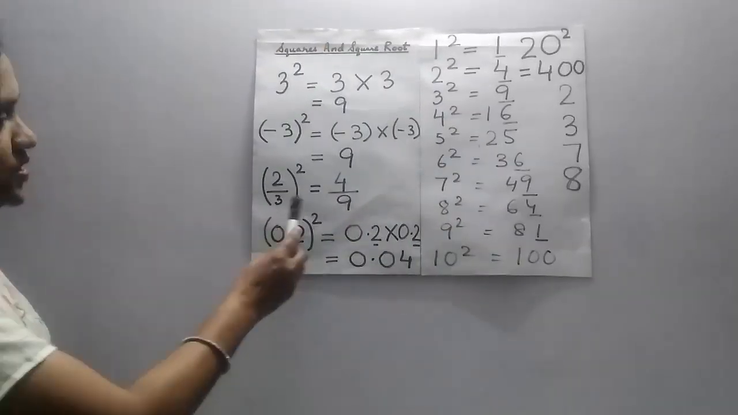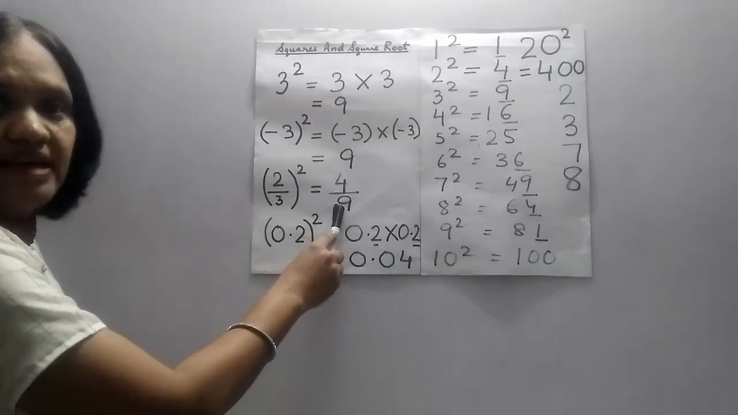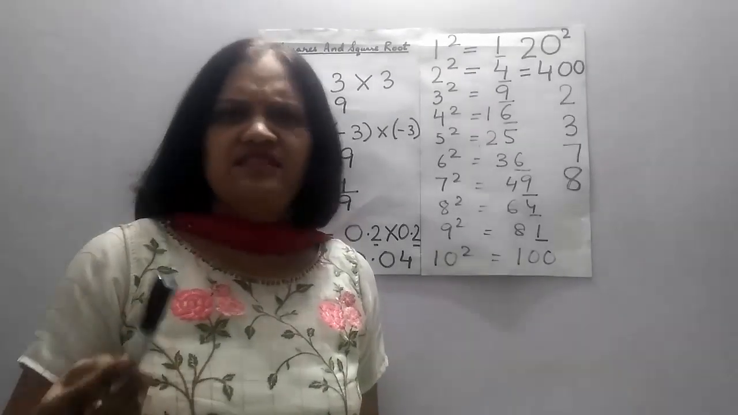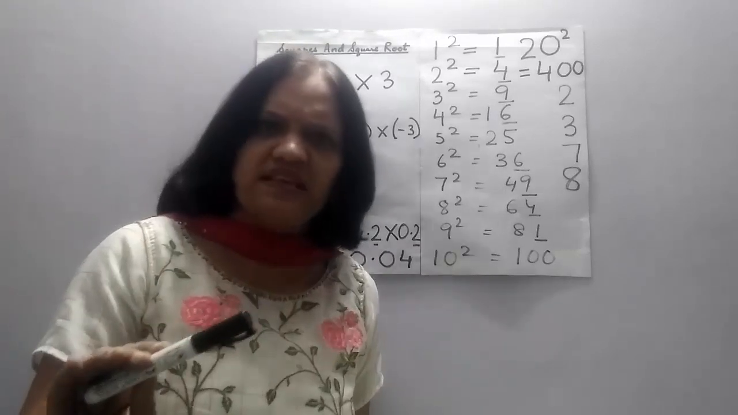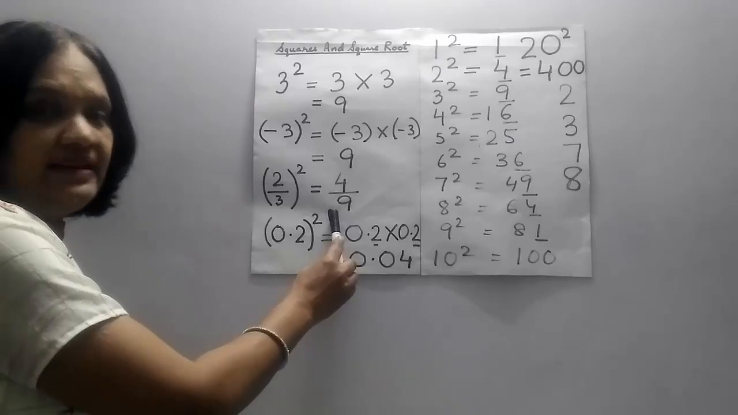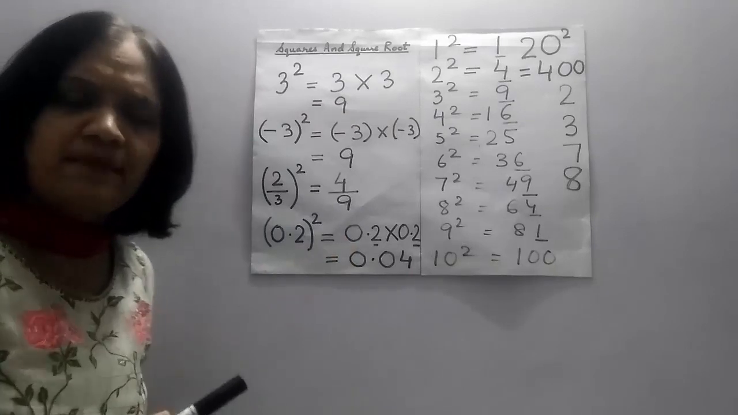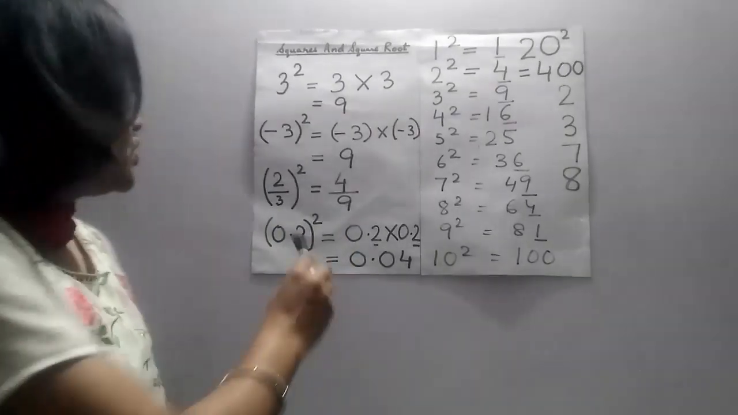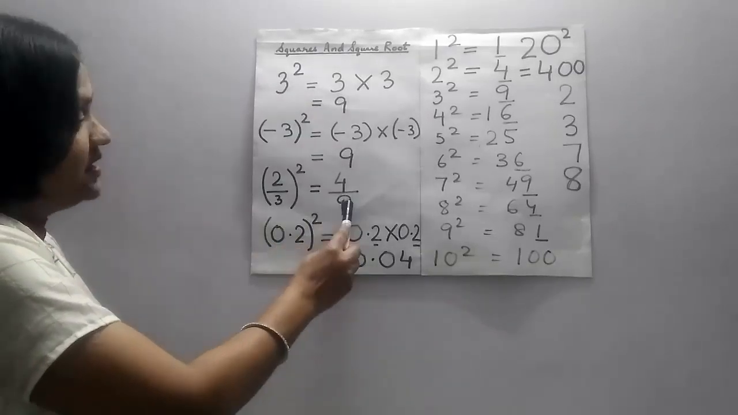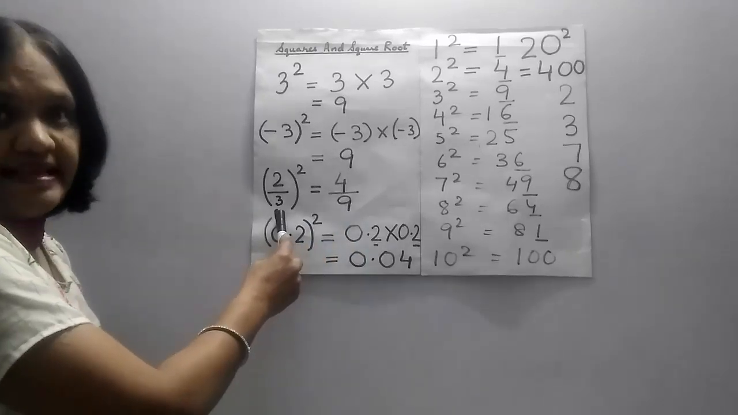Okay, now let's look at this. This is a fraction. The square of 2 by 3 is 4 by 9. What is 2 by 3? 2 by 3 is 0.6 something. It's approximately 0.6. Okay. What is 4 by 9? 4 by 9 is, tell me, 4 by 9 is 0.4 something, 0.44. Okay. So you can see that when we square a fraction, the answer is less than the fraction itself.